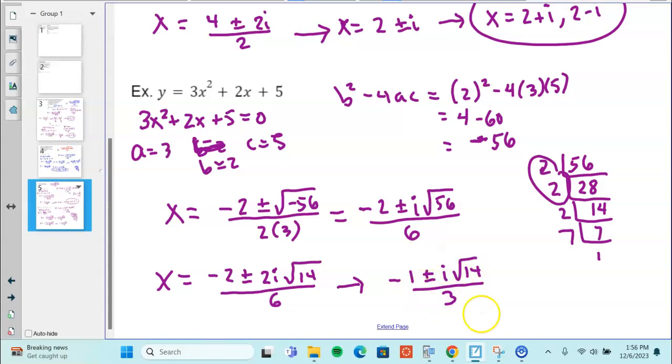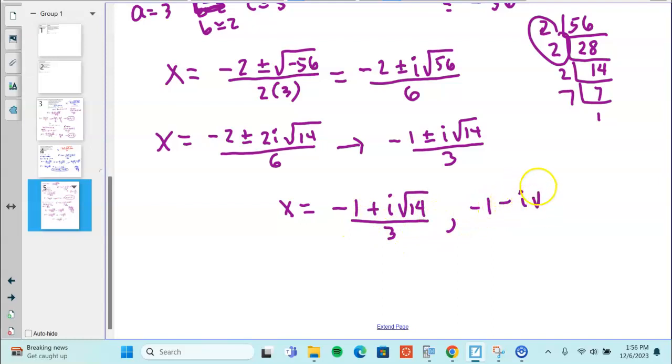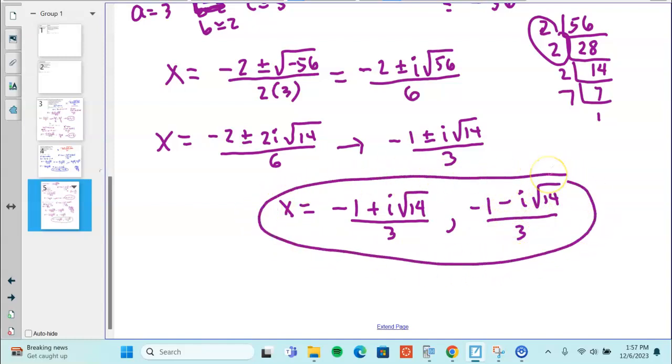And if I have to write them separately, I would write them as -1 plus i times the square root of 14 over 3, and -1 minus i times the square root of 14 over 3. And those would be my simplified solutions.